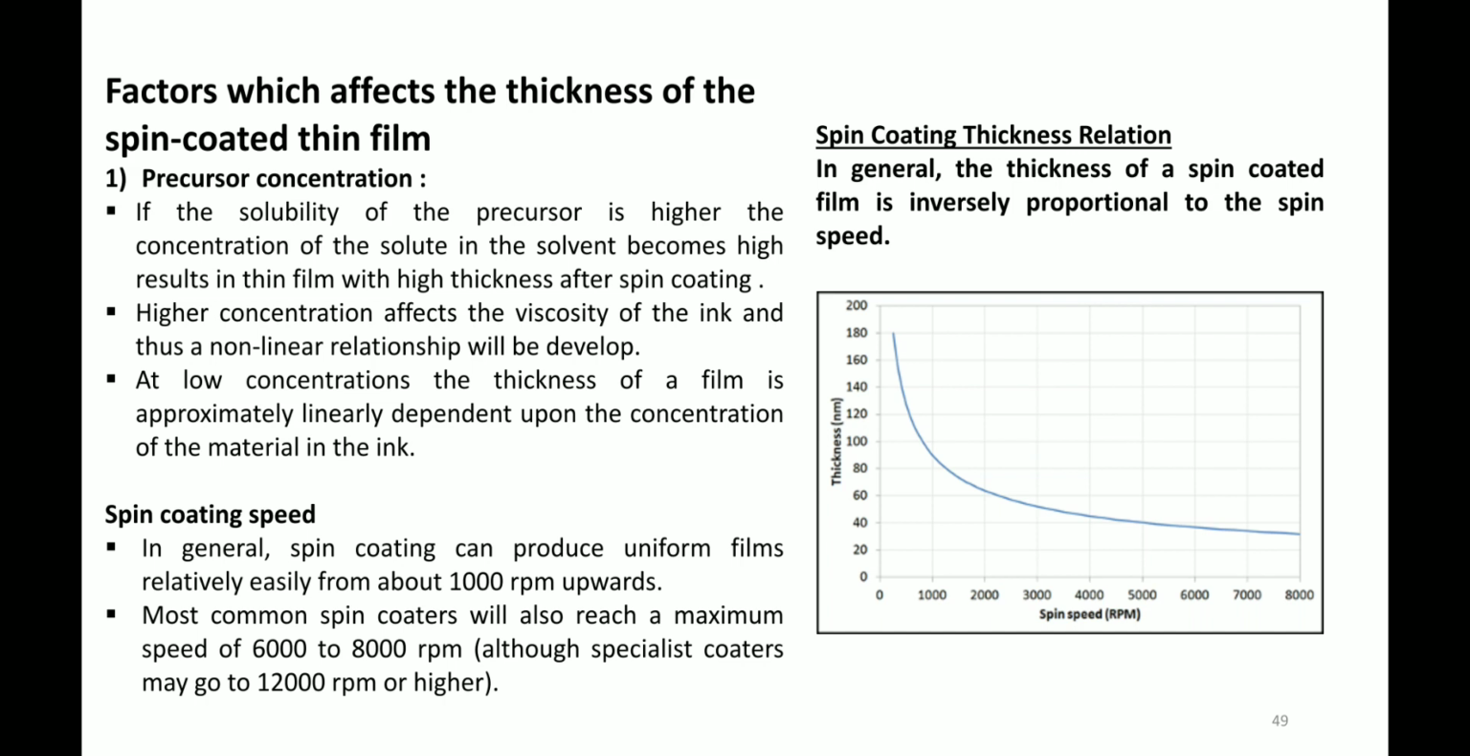Most common spin coaters will reach a maximum speed of 6000 to 8000 rpm, although specialist coaters may go to 12,000 rpm or higher. But as I said, after a certain rpm like 6000 to 8000 rpm, there is not much change in the thickness of the thin film, and that is why most companies make limited rpm like 8000. In a special case, you can go above 10,000. The relation of spin coating thickness with rpm is shown in the right-hand side graph. In general, the thickness of the spin coated film is inversely proportional to the spin speed.